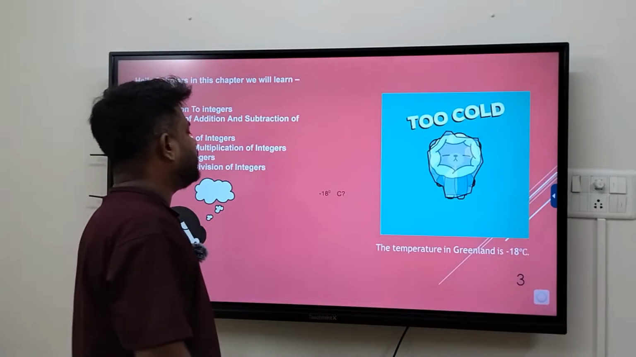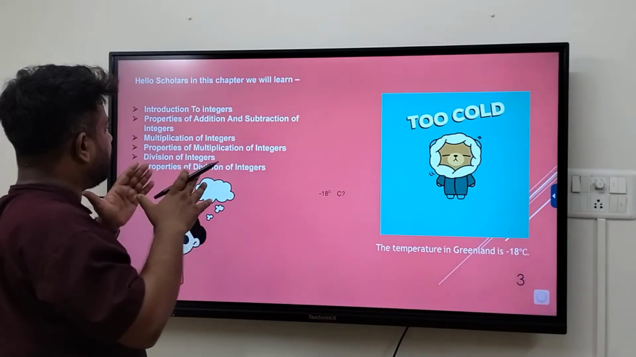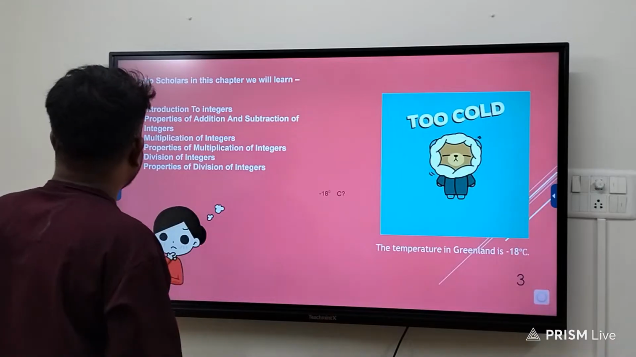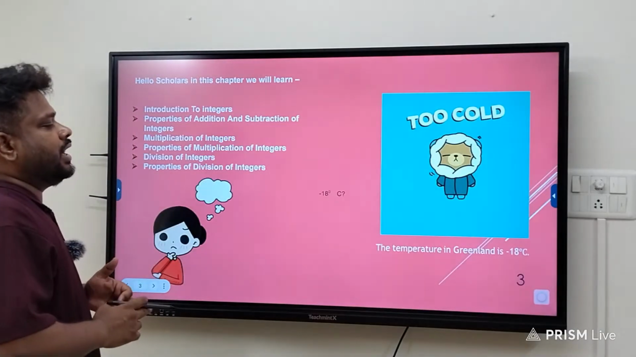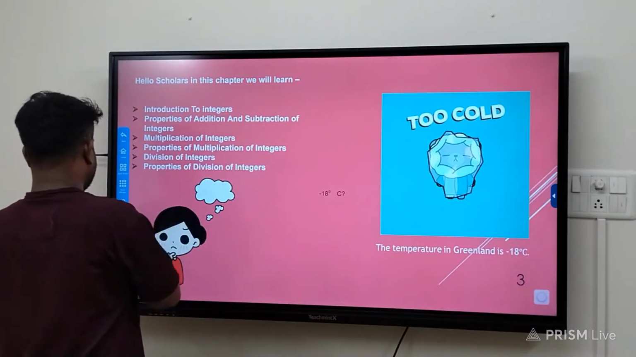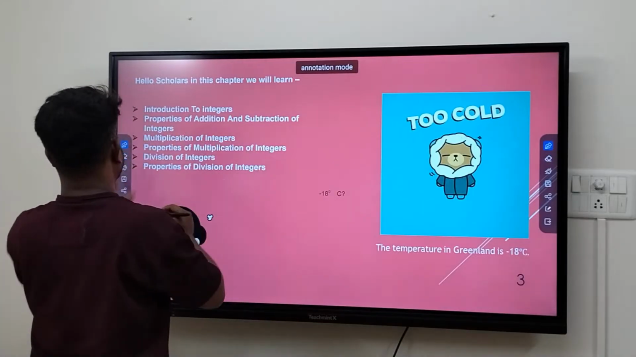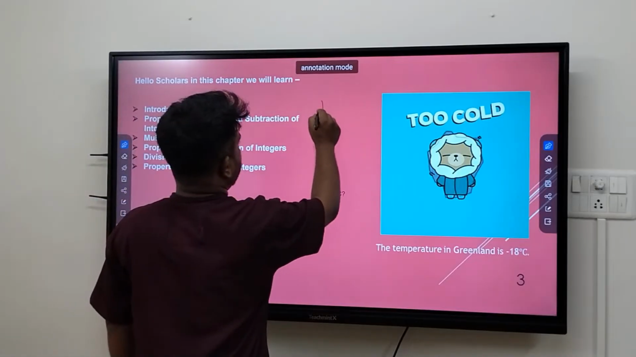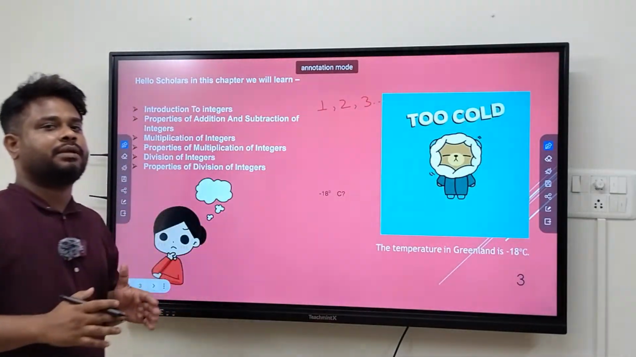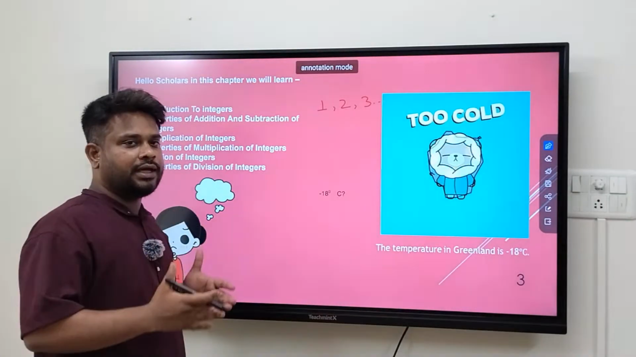So in this chapter we are going to learn the introduction of integers, properties, how we operate multiplication with integers, properties of multiplication, division and division of integers. So first of all, we start from these, all of which are natural numbers. Why? Because these numbers can be counted naturally, or these kinds of numbers we can easily quantify in nature.